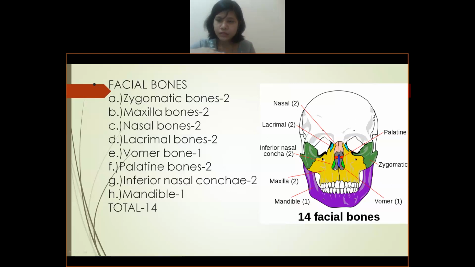Okay. Next is inferior nasal conchae. So this one will lie somewhere here. Inferior means downwards, superior means up. So inferior nasal conchae. How many inferior nasal conchae do you have? Two. And next, the last, is your mandible.